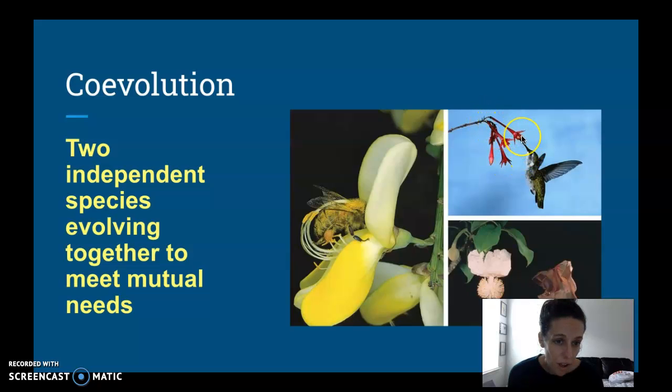The flowers are evolving in such a way that allows them to be pollinated, and the hummingbirds are evolving in such a way that allows them to have a means to eat. So these two species, independent of each other, the pollinators and the things that need to be pollinated, are evolving in a way that's beneficial to both species.